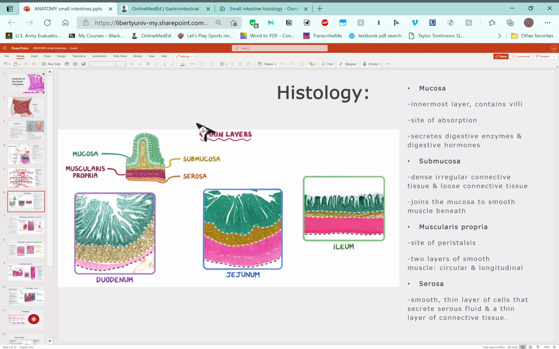The outermost layer would be the serosa, which is a smooth, thin layer of cells which secrete serous fluid and connective tissue as the layer on the serosa.